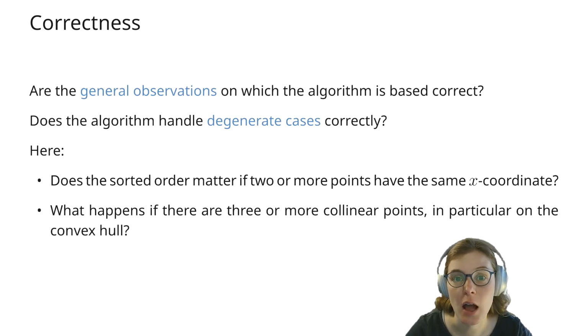And secondly, how are we dealing with 3 or more collinear points if they lie on the convex hull? Do we want to include midpoints of the edges of the convex hull into the list that we output or not? This depends, of course, on the application, and depending on the answer, we may want to adjust the algorithm accordingly.